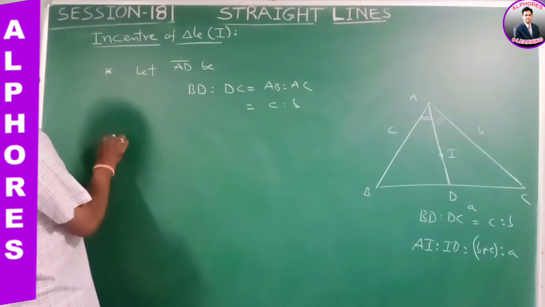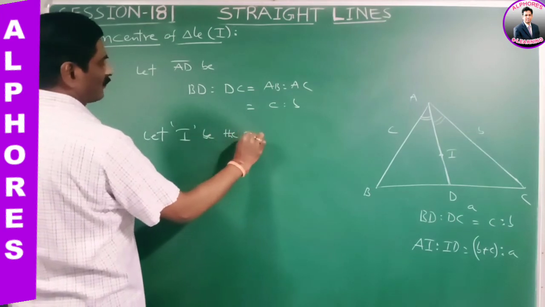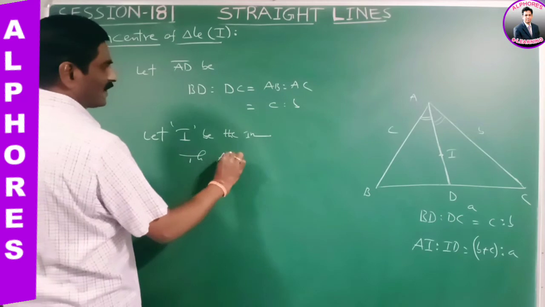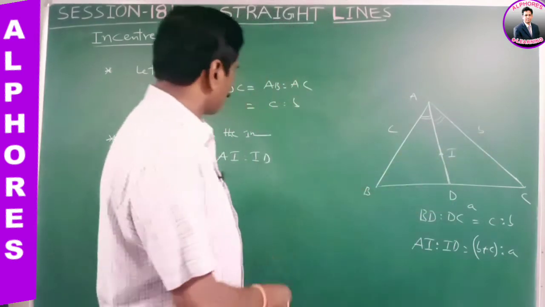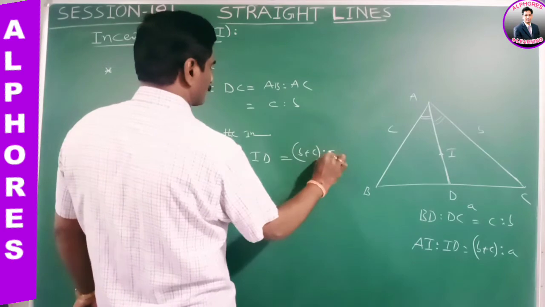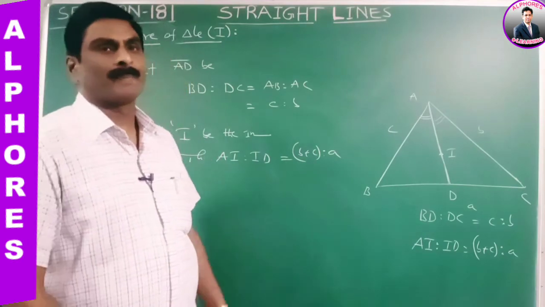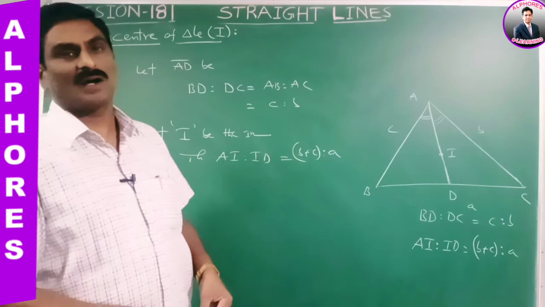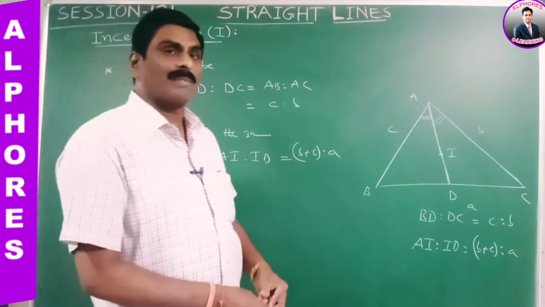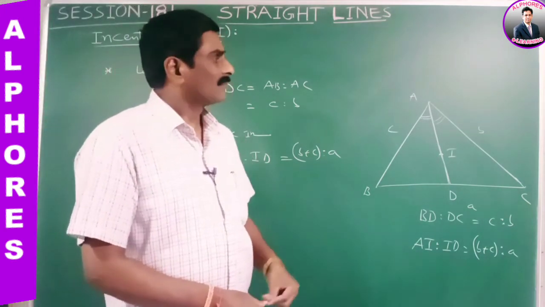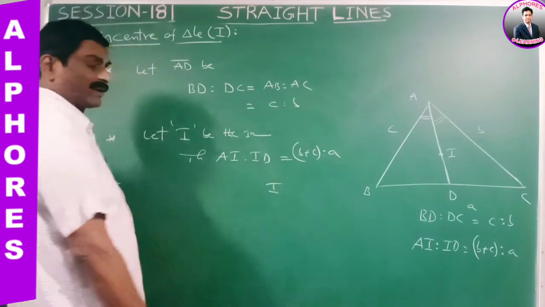And next point. Let I be the incenter of triangle ABC. Then AI is to ID is equal to b plus c is to a. I divides the internal angular bisector in the ratio of b plus c is to a. Please note this value. Next, the incenter of triangle ABC is the point of concurrency of internal angular bisectors of angle A, angle B, angle C. This can be denoted by I.